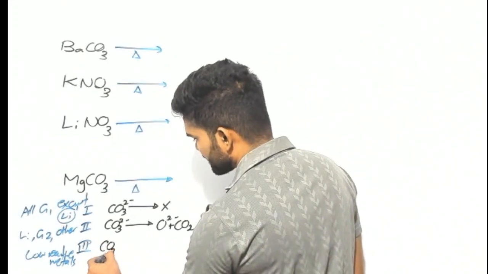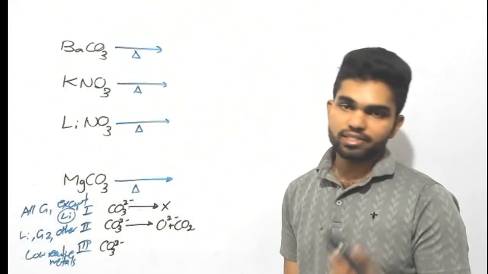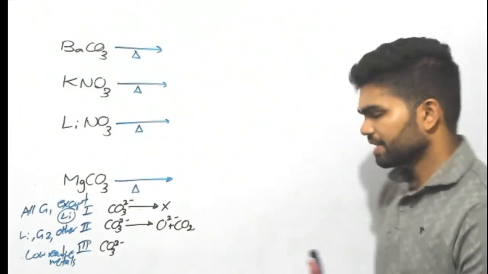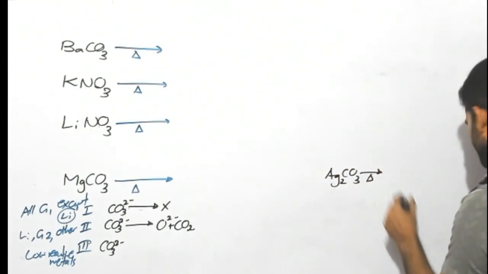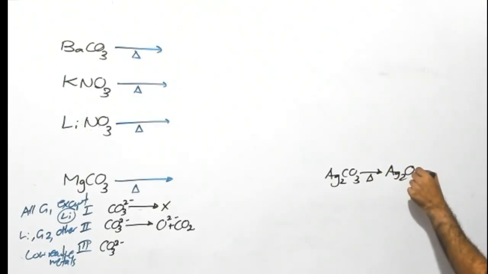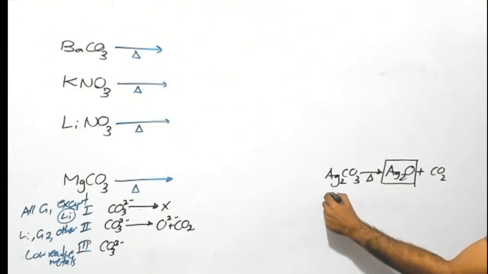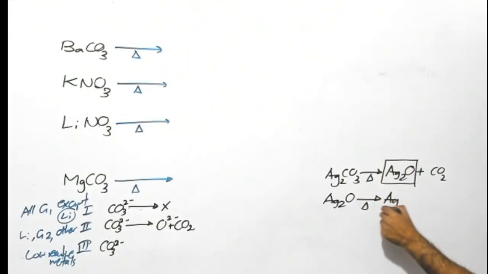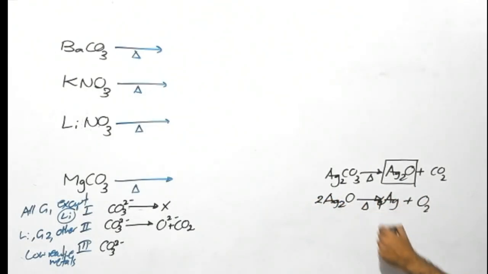But if you go to the third category, the special thing about these carbonates is that their oxide is unstable. One example belonging to these low reactive metals is silver carbonate. Write the reaction here. Silver carbonate gives, after thermal decomposition, silver oxide and carbon dioxide. But the problem is this silver oxide is unstable, so it undergoes further thermal decomposition to give silver metal and oxygen. Silver metal and oxygen. Then if you balance it, this is how it looks. Understand?